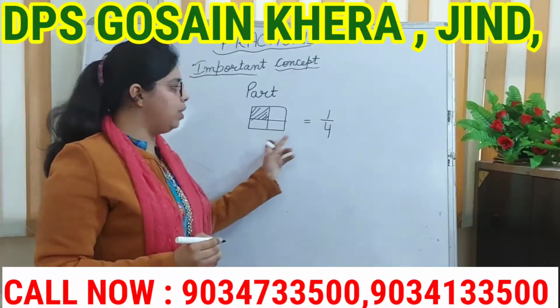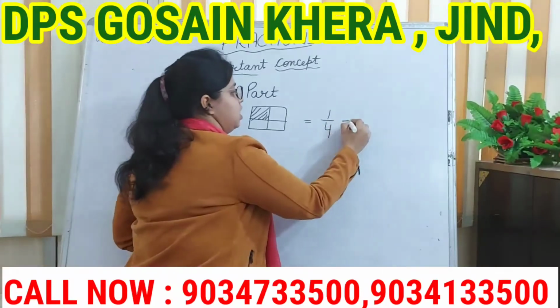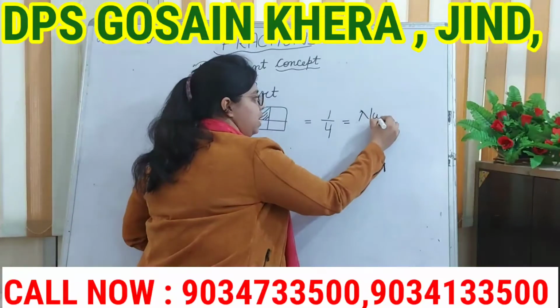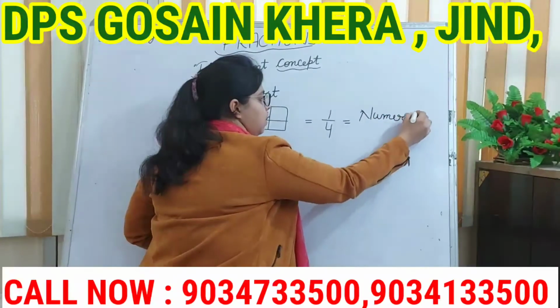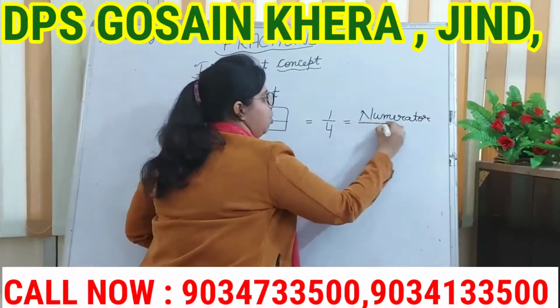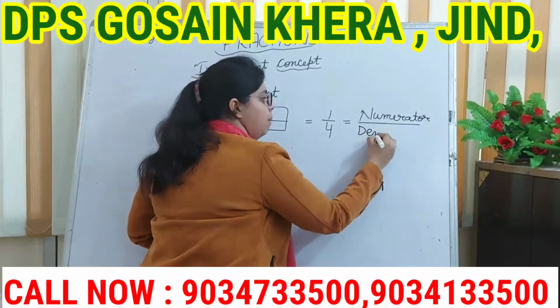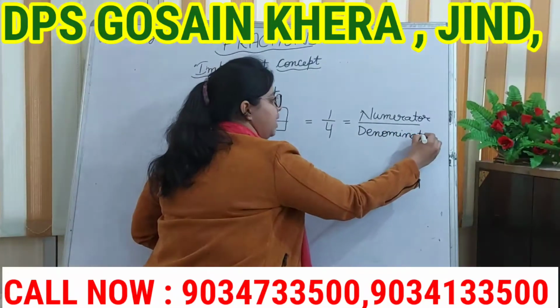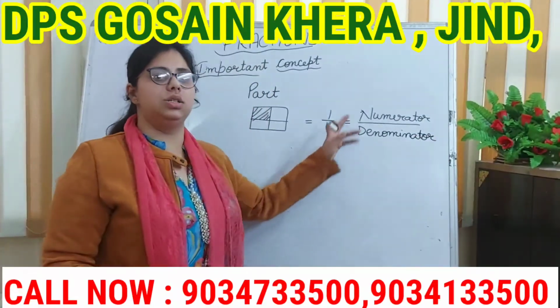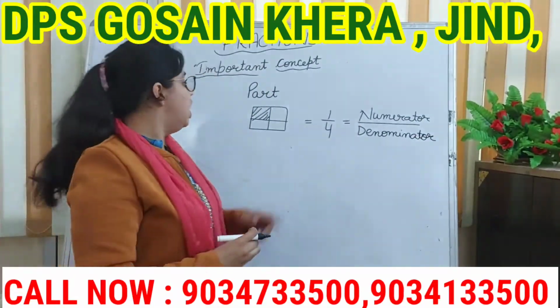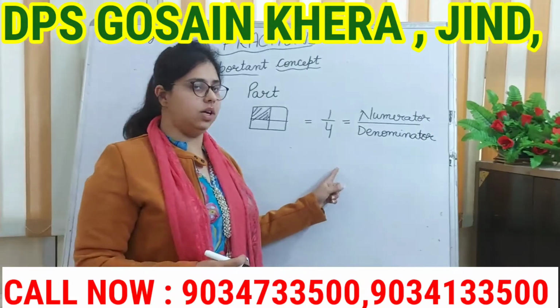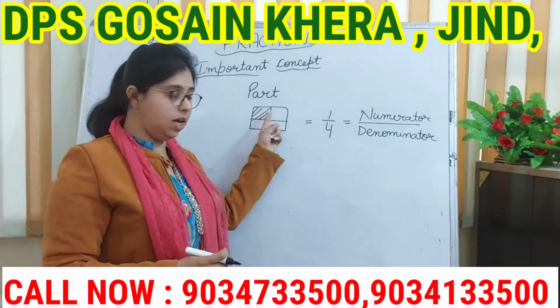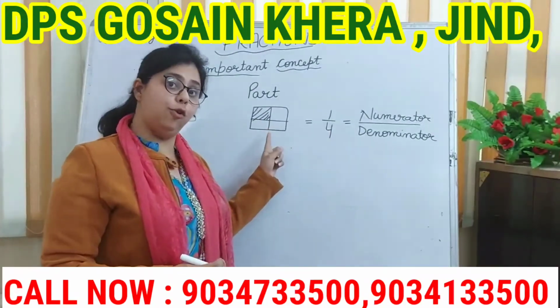Now how can we understand it? The 1 here is the numerator and 4 is our denominator. This numerator by denominator is known as a fraction. It represents 1 by 4 here: 1 part is colored and total parts are 4.